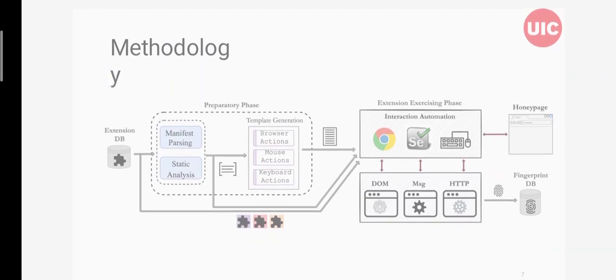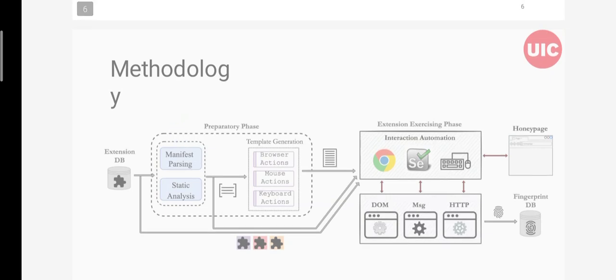The methodology is given there, in which the extension DB is given to manifest parsing and static analysis, and if this is true, then it will go to the browser action, mouse action, and keyboard actions. And this then goes to the browser interaction for interaction automation. It goes to any of the browsers, and after the browser it can go to the computers, and the computer is also joined to the fingerprint DB.